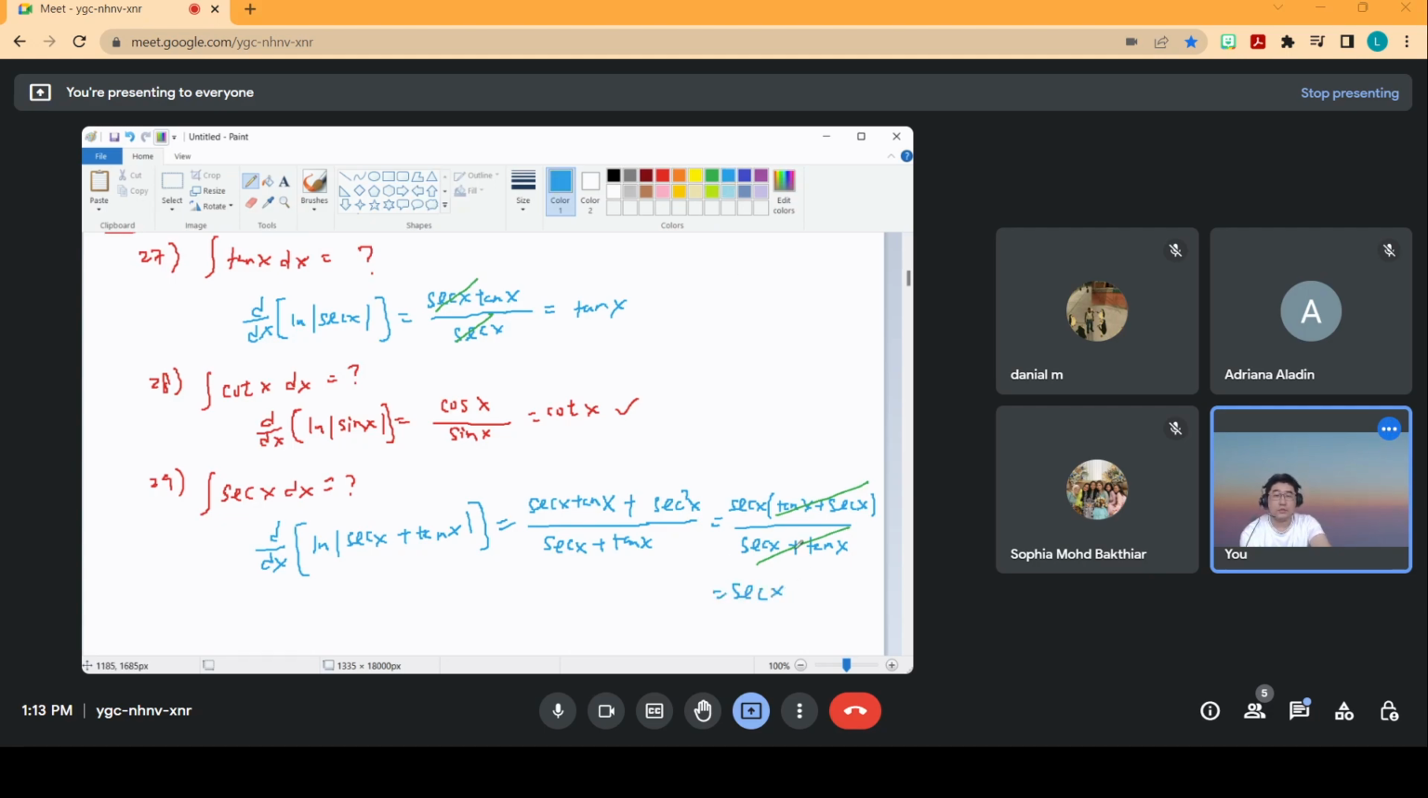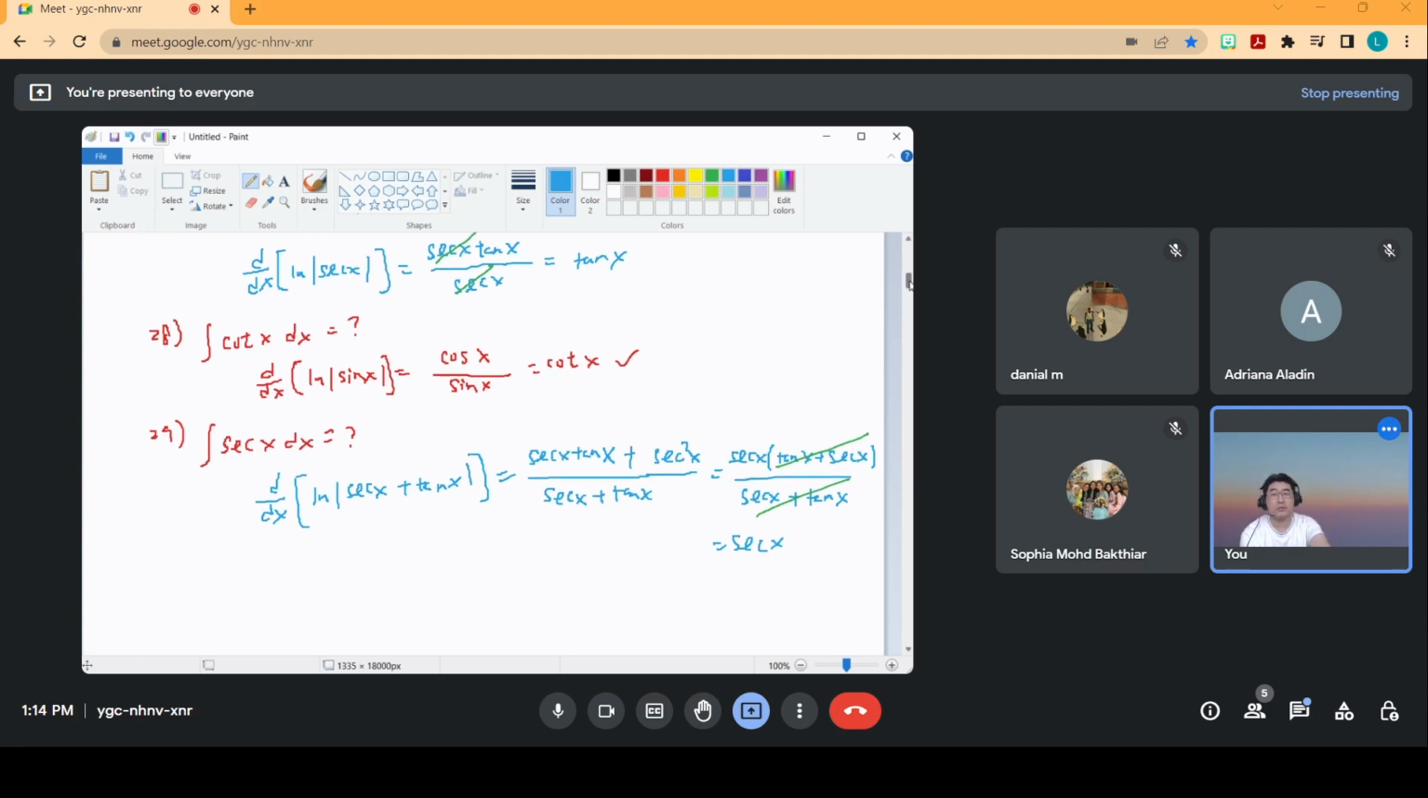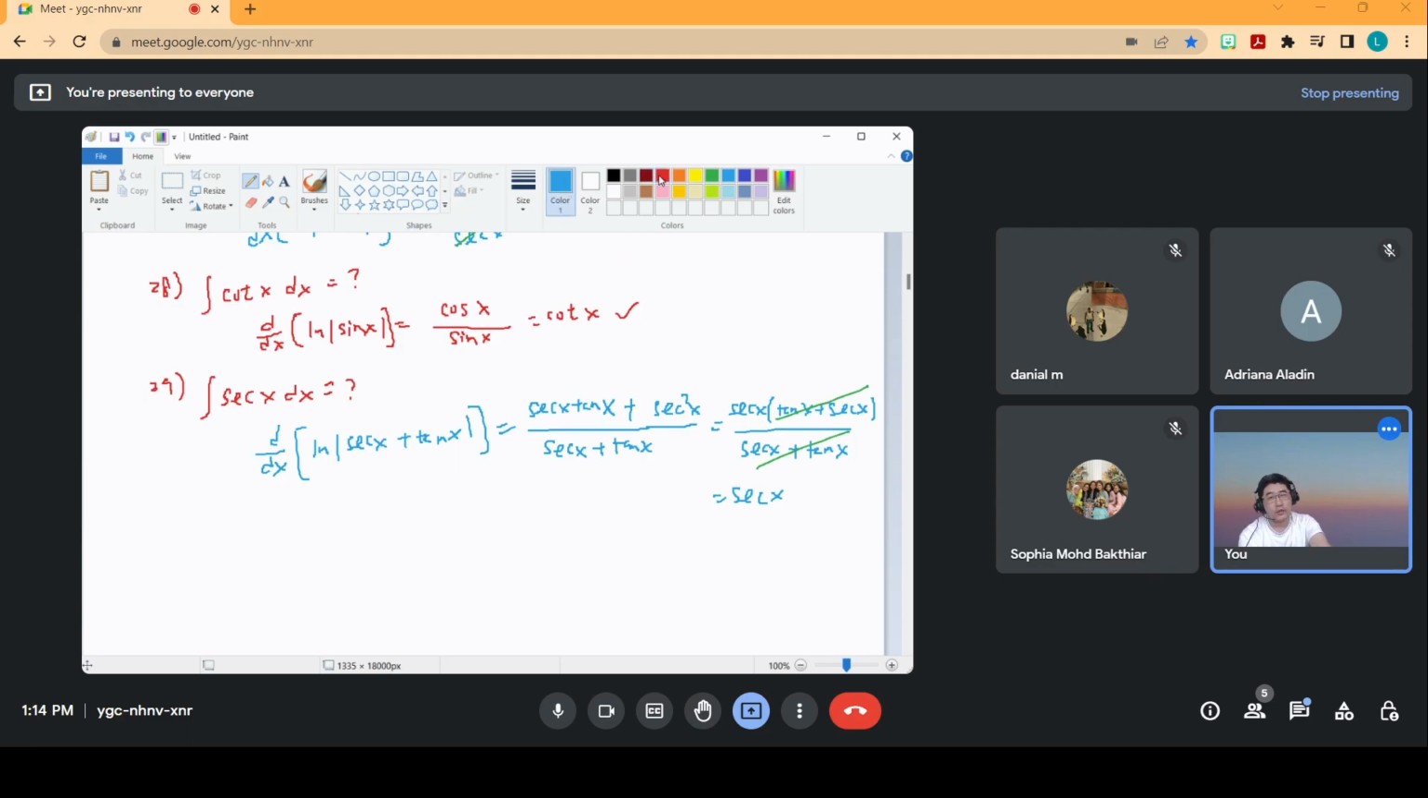Okay, so you can see that remembering it by using differentiation is actually a much easier approach. So, the integral of cosecant x, what is the answer? Again, we remember it by using differentiation. So I have cosecant x plus cotangent x. Let's see what happens. I'll have the bottom of cosecant x plus cotangent x.